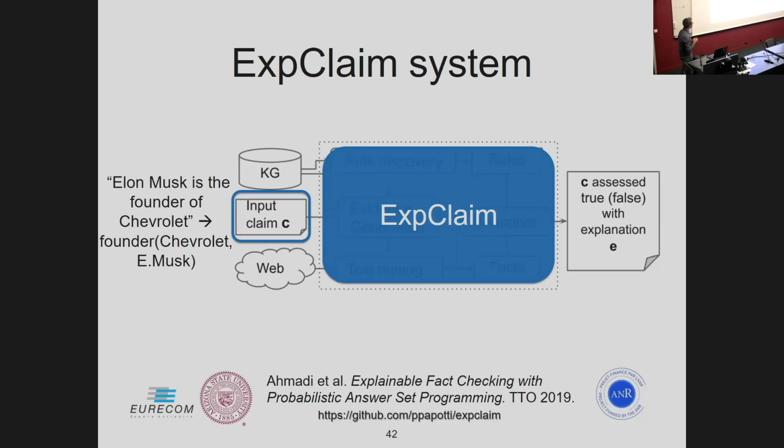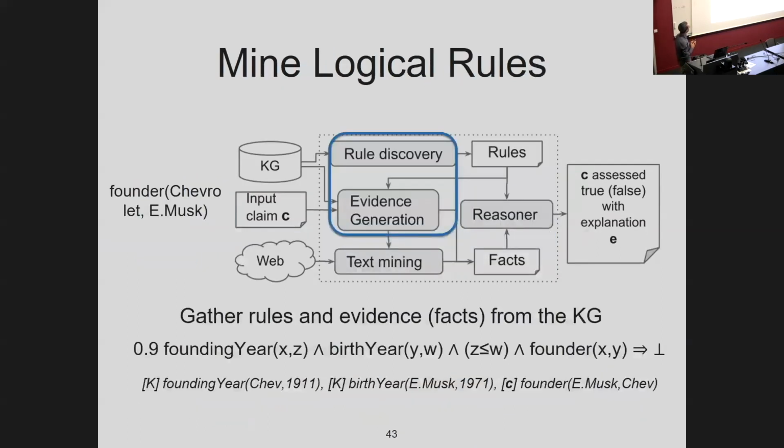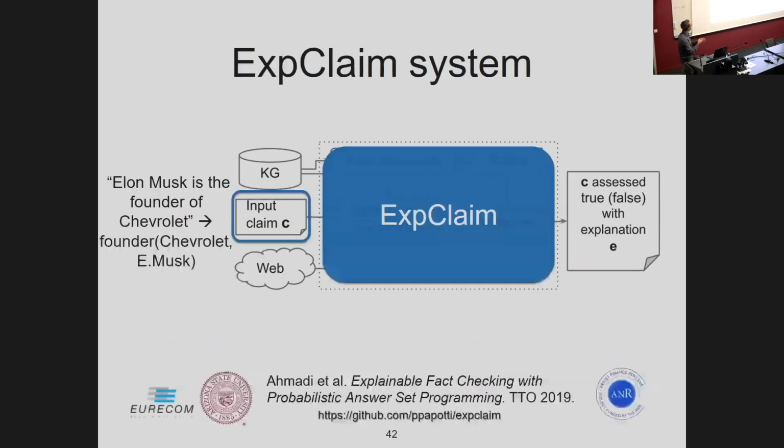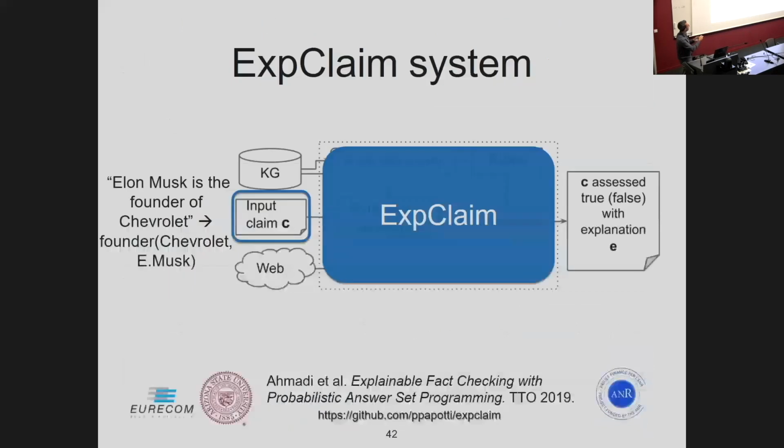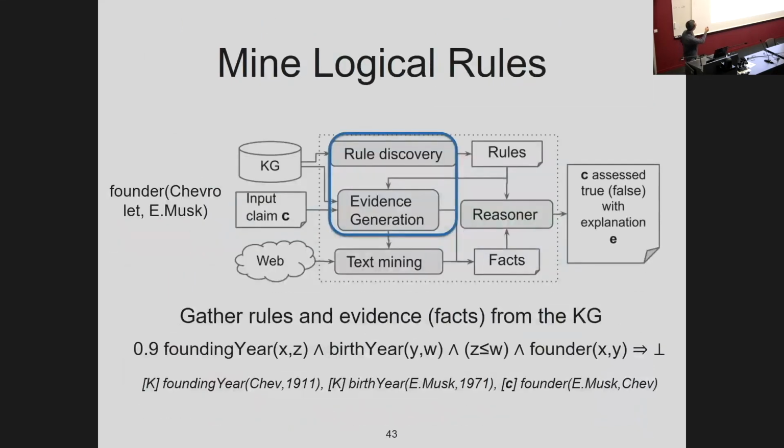Okay, so here to start, you can either think of this in a pay-as-you-go fashion, where you mine the rules for the given predicate, or you can just do a lookup over this rule hub that I mentioned. You can just go here and say, okay, give me all the rules for spouse, or for founder. So now we can gather the rules and the evidence from the knowledge graph. Given the input claim founder, I'm going to try to instantiate the rule, and I will find some of the facts over the knowledge graph. So now I'm going to push this information to a second phase where we have a reasoner.